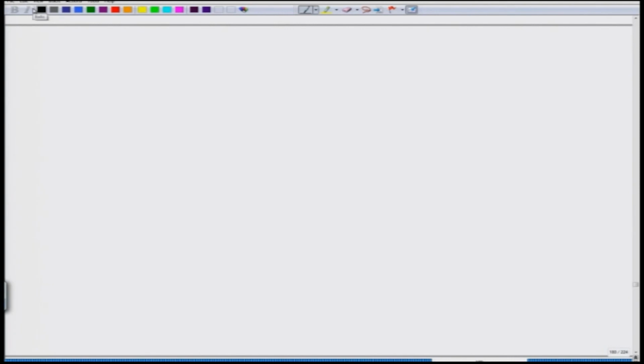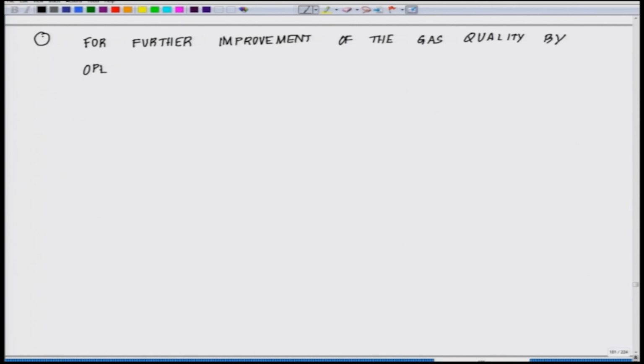Okay. So, further improvement of the gas quality by operating, this is the take home message, a two-stage, two-reactor process.